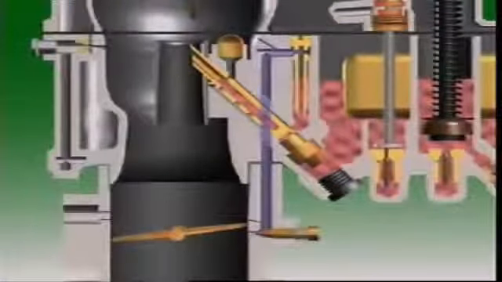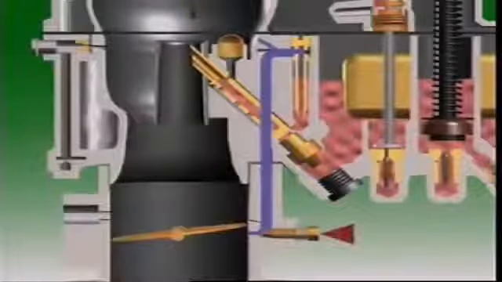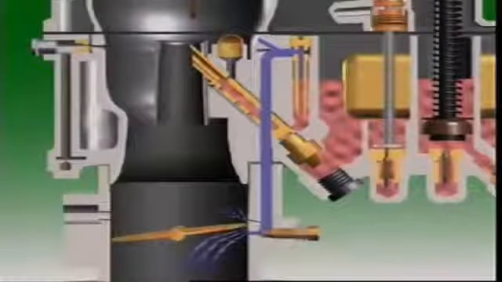A passage from the air horn to the float bowl balances air pressure between the air cleaner and the float bowl. The idle air passage and the main discharge nozzle are above the level of the fuel. The first stage of the idle system uses the idle and low speed circuit, plus an idle adjustment screw. The throttle valve is almost closed, so airflow through the carburetor is very small.